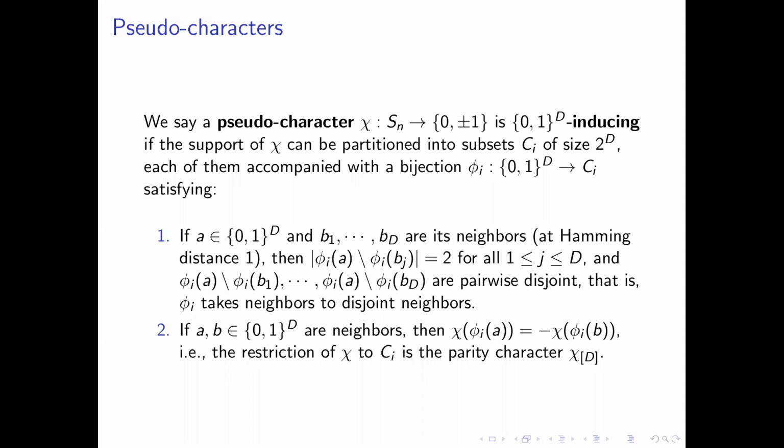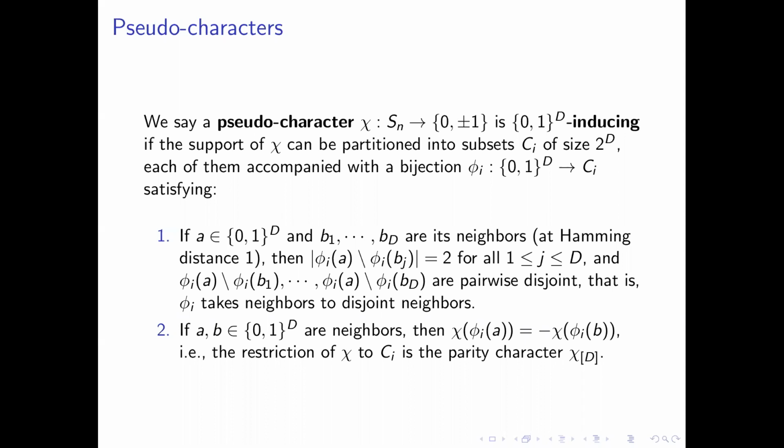Okay, so we say that a pseudo-character is 0-1 D inducing if the support of chi can be partitioned into subsets C sub i, each of size 2 to the D, and each of these is accompanied with a bijection from the hypercube of dimension D to C sub i. It's going to satisfy these two natural but somewhat lengthy conditions to write down.